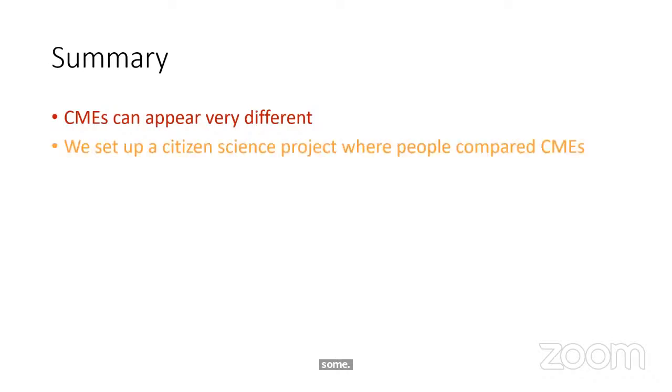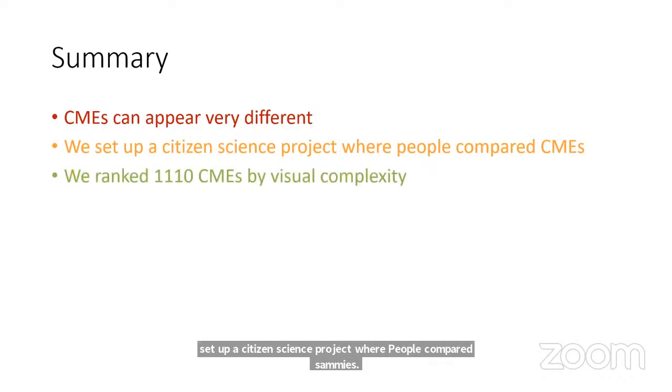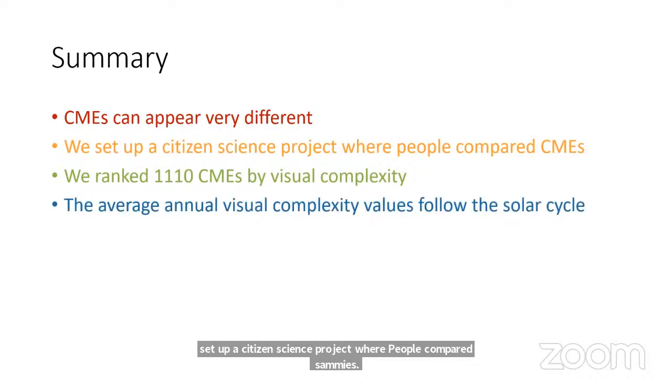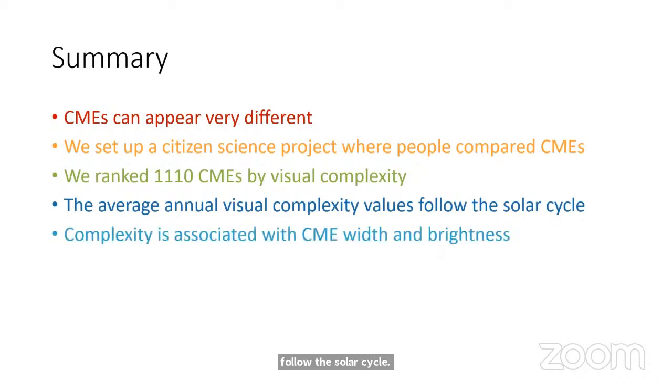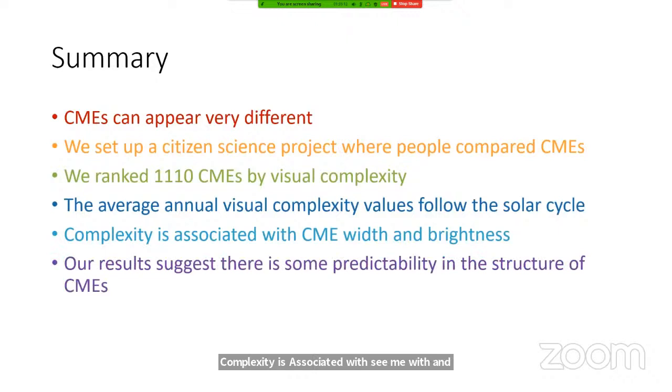To summarise, CMEs can appear very different. We set up a citizen science project where people compared CMEs. We ranked 1,110 CMEs by visual complexity. We found that the annual average visual complexity values follow the solar cycle. Complexity is associated with CME width and brightness. And our results suggest that there is some predictability in the structure of CMEs.